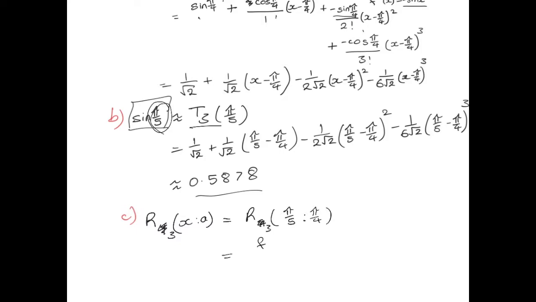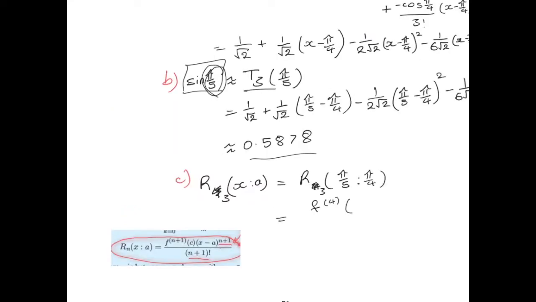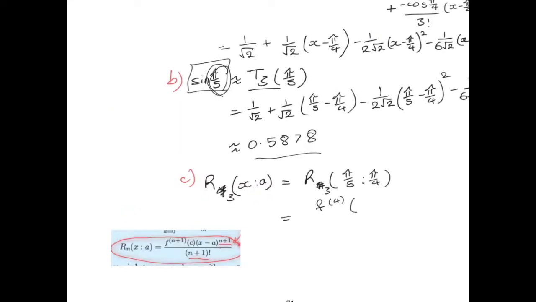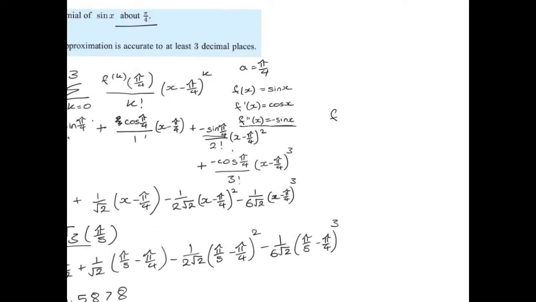So I'll just write it out like this first. It's the 4th degree. My term is f of 4 of some c. Now, it's okay. We don't even have to find c. You'll see in a second. Now, x is pi on 5 minus pi on 4 to the n plus 1, so that's to the 4, over 4 factorial, sorry.